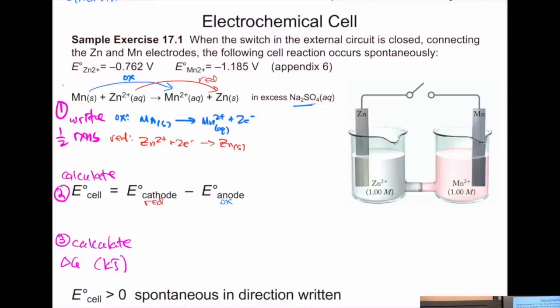So the reduction was the zinc, and that was minus 0.762. And we're going to subtract from that the reduction potential of what's being oxidized, which was the manganese. That was minus 1.185. So the E naught of the cell is going to be whatever that is. What is it? 0.423 volts.